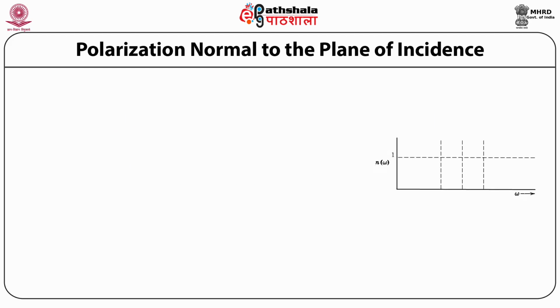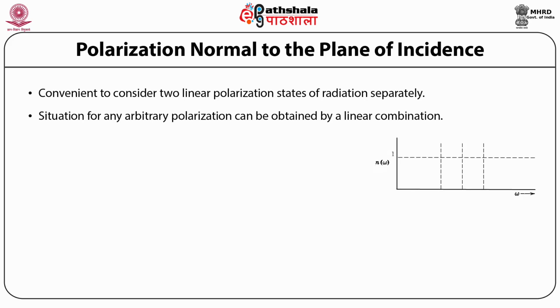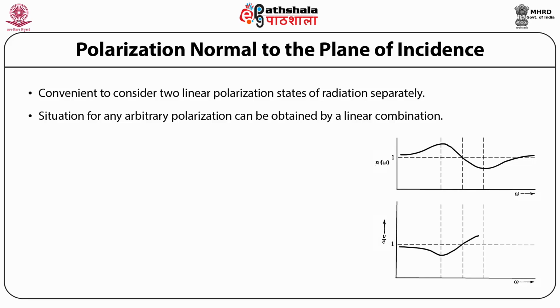Polarization normal to the plane of incidence. Now, it is convenient to consider two linear polarization states of radiation separately. The situation for any arbitrary polarization can be obtained by a linear combination of these two linear polarization states.